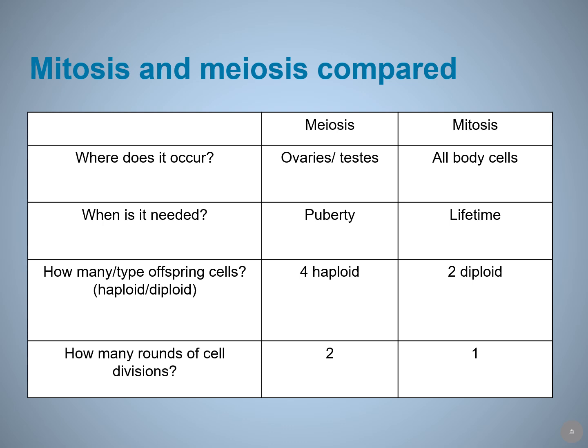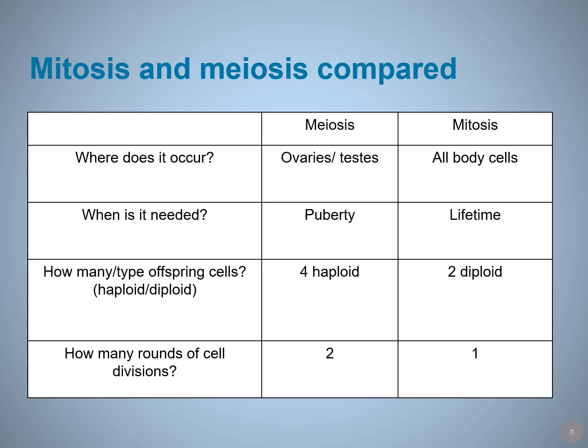So let's compare mitosis and meiosis to make sure that we understand what's happening. So where does it occur? Meiosis is only going to occur in ovaries and testes, whereas mitosis occurs in all the rest of the body cells. When do you need meiosis? You only need meiosis once you are going through the process of reproduction, which begins at puberty. So for women, they finish up their meiosis pretty much when they hit menopause, which is when they're done ovulating. Men will continue meiosis for the rest of their life because they will never not produce sperm.